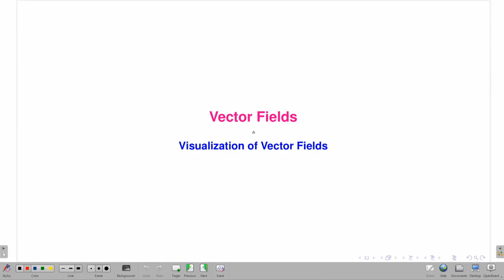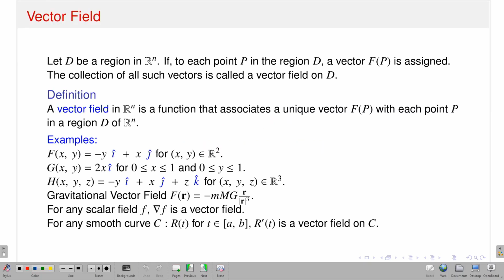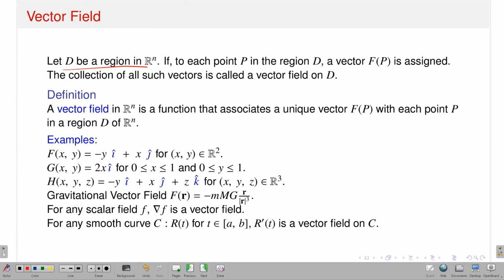Let me start with the concept of vector fields and their visualization. So, what is a vector field? Let me start with the definition first. Suppose I am in n-dimensional Euclidean space, Rn, and suppose you have a domain D. If I take any point in the domain, I associate a vector with that point. That is exactly what I have written: let D be a region in Rn. For each point P in the region D, a vector that I denote as f of P is assigned.